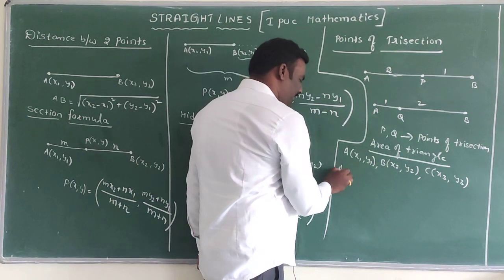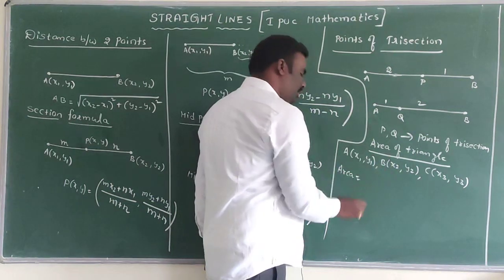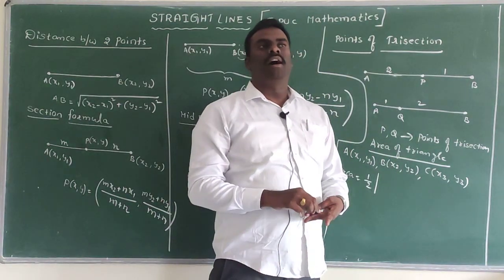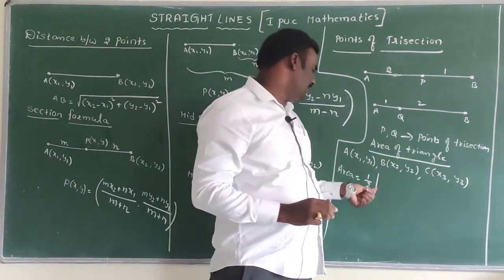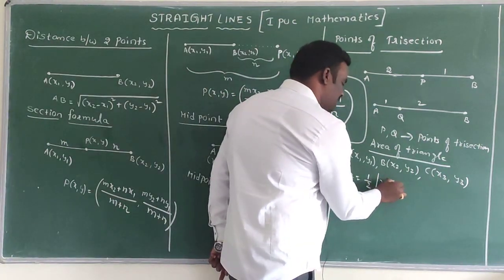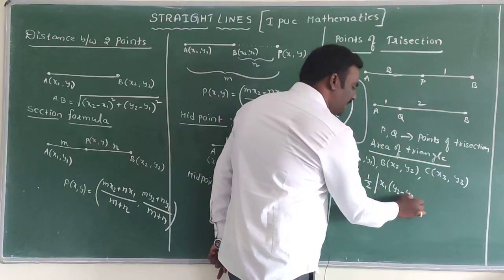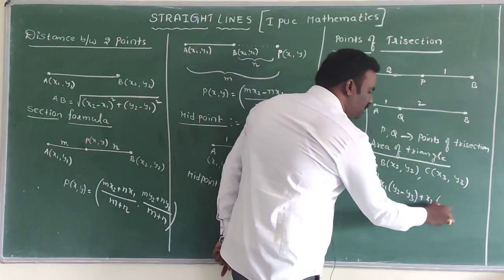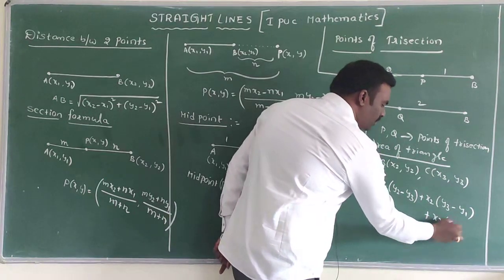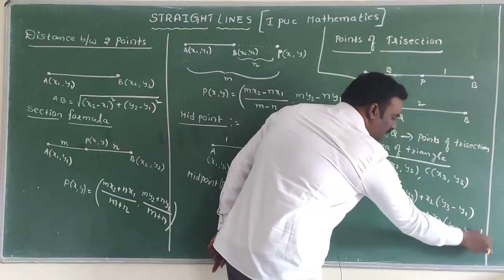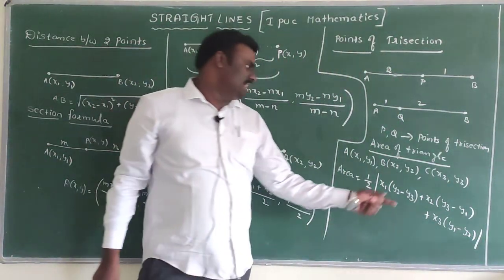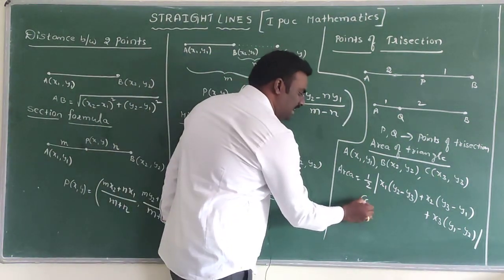Then the area is equal to half modulus. Why modulus? Area is always positive. That's why we need to take the modulus symbol. Half modulus of x1 into (y2 minus y3) plus x2 into (y3 minus y1) plus x3 into (y1 minus y2). This is the formula for the area of a triangle.